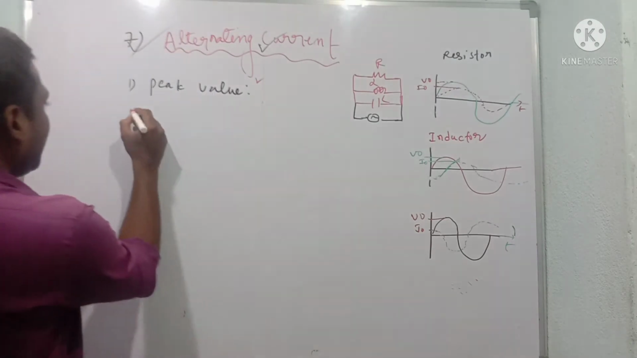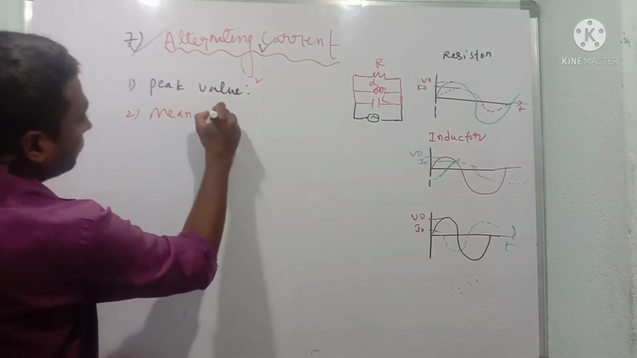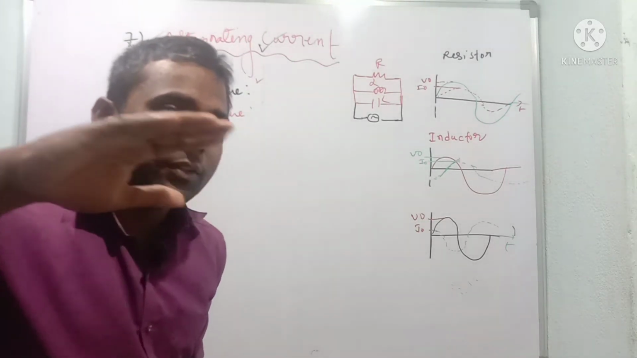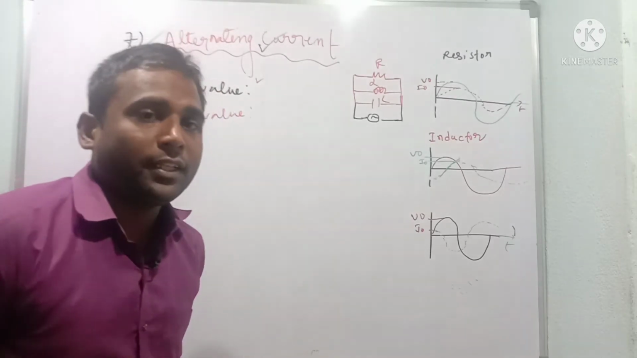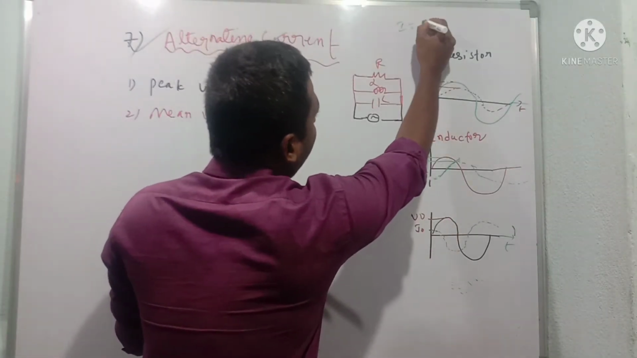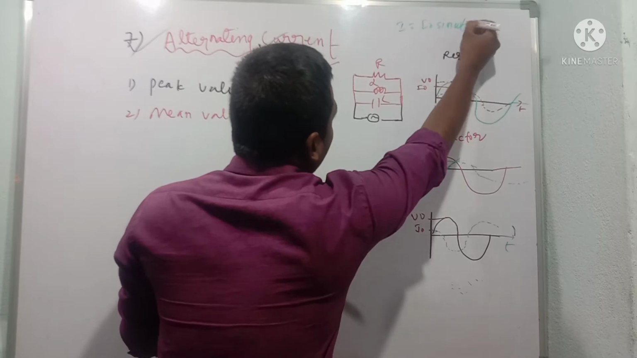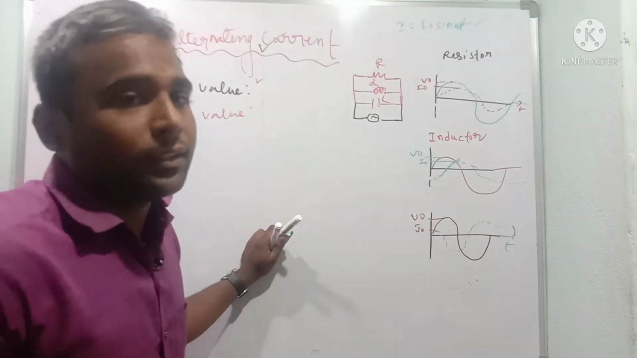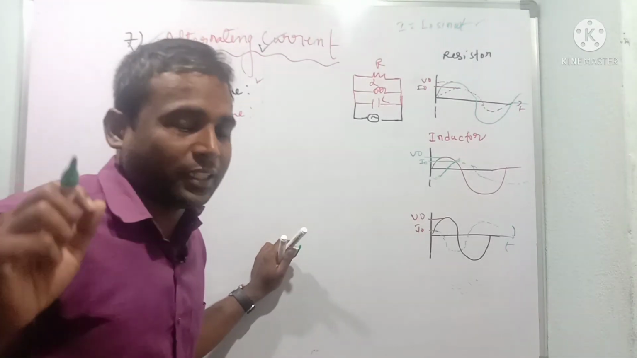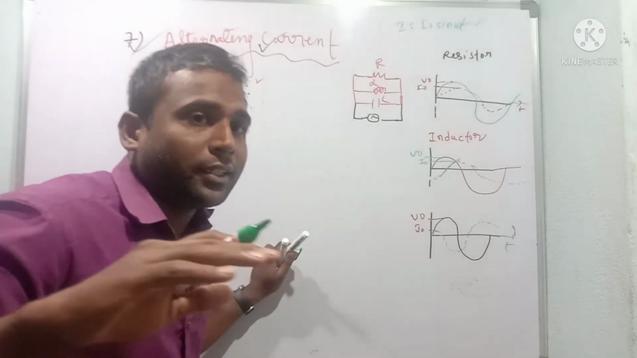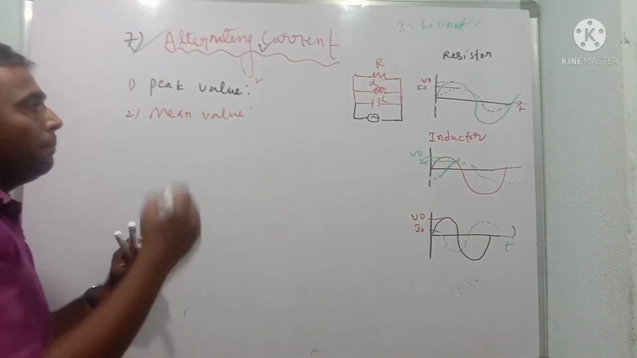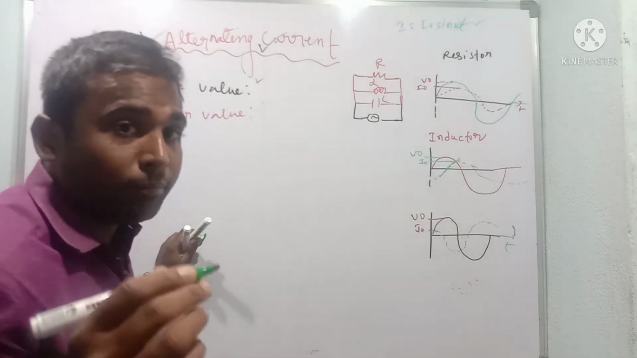The second one is the mean value. You should know these basic things. Mean means the sum of all the values of the instantaneous current. I have given the equation already: I equals I naught sine omega t. This is the expression for instantaneous current, the current at a given instant of time. The sum of all the instantaneous values taken over either half of the AC cycle is called the mean value.